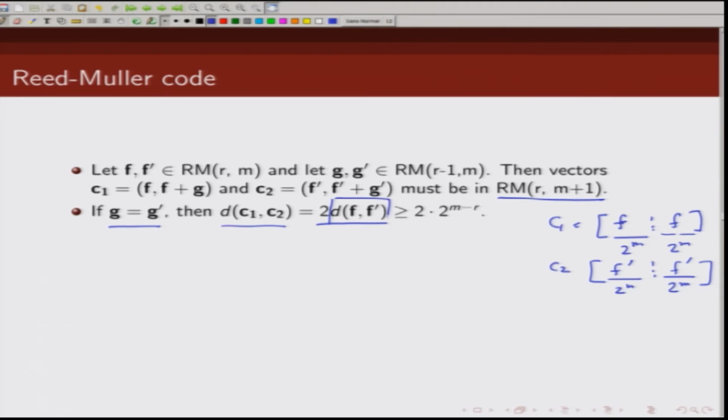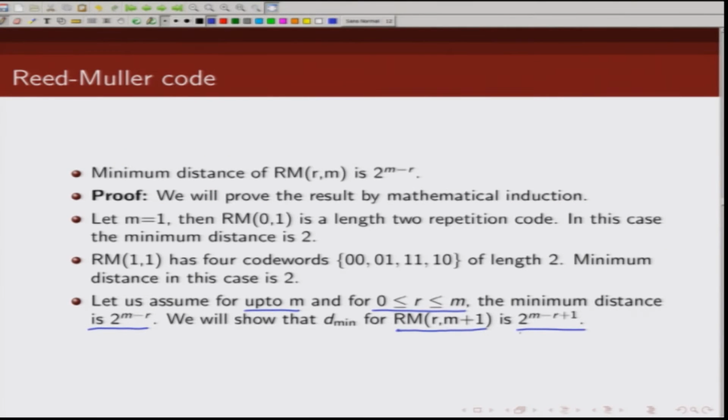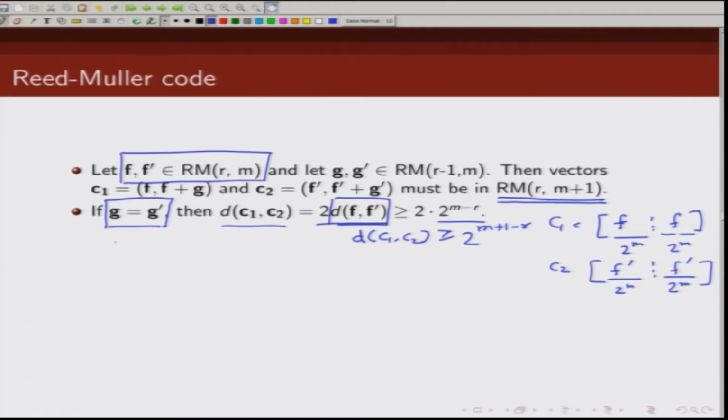And what is the minimum distance between f and f dash? f and f dash belong to Reed-Muller code of order r and length 2 raised power m. So, their minimum distance should be 2 raised power m minus r. So, from this we get that the minimum distance between C1 and C2, which are two code words belonging to Reed-Muller code of order r and length 2 raised power m plus 1, should be greater than or equal to 2 raised power m plus 1 minus r. So, for this particular case, we have shown that the minimum distance is indeed this. Now, we also have to show that if g is not the same as g dash, then the minimum distance is at least this.